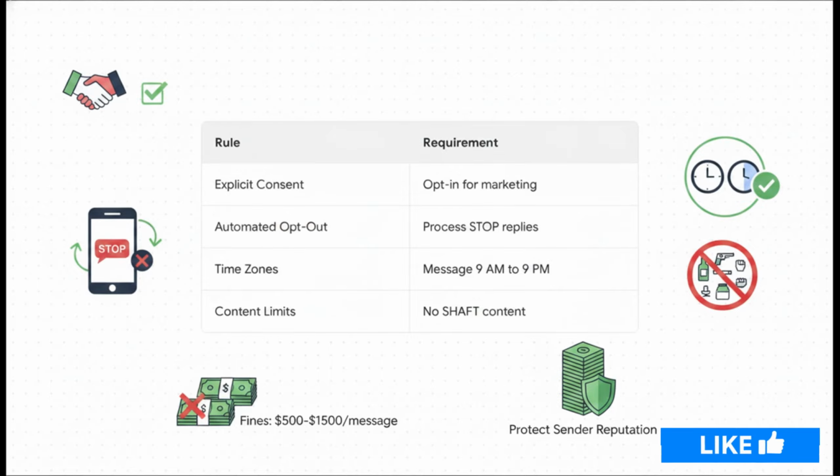Third, you can only message between 9 a.m. and 9 p.m. in the recipient's local time zone. And finally, absolutely no SHAFT content. That means no sex, hate, alcohol, firearms, or tobacco. Violating these TCPA and CTIA rules can result in fines of $500 to $1,500 per single message. So always protect yourself and follow the rules.